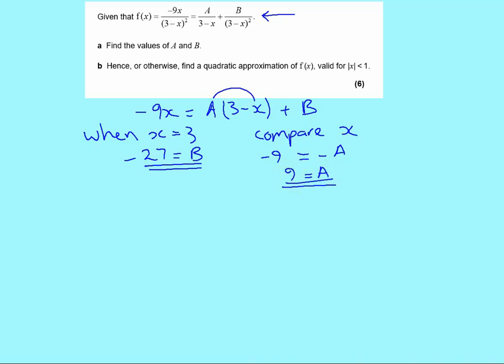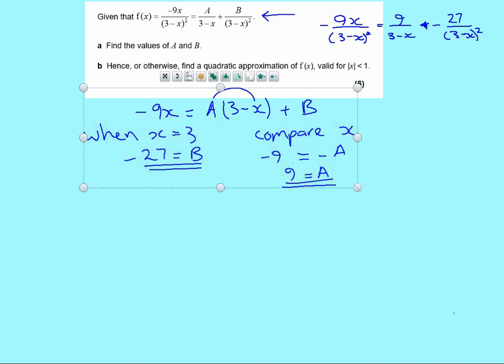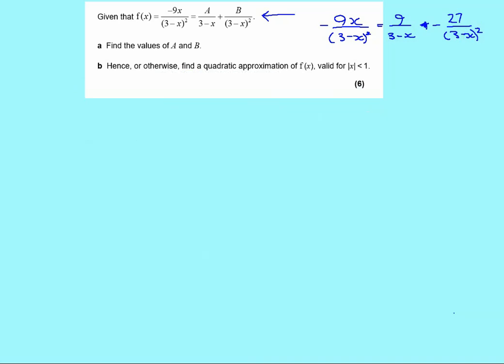So I'm just going to pop this up here because then I can get rid of this text below. So we have minus 9x all over (3 minus x) squared is equal to 9 over 3 minus x, plus, oh, shouldn't have done that, look ahead, minus 27 over (3 minus x) squared. Okay, so what I'm going to do is just quickly get rid of all of that. Just delete that. There we go.